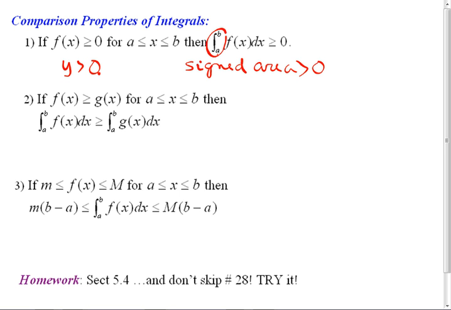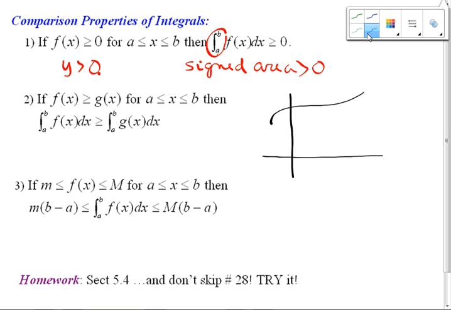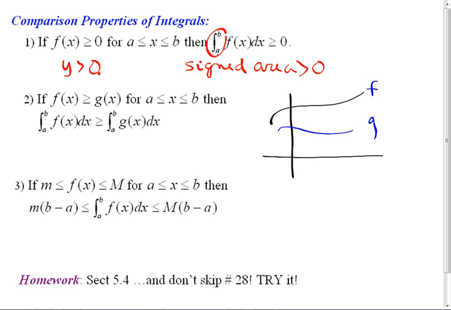Honestly. Now, this is saying f is bigger than g. Okay, guys? Here's f. And I only care about the interval. Here's g. Then what's true about the signed area under the curve? It's logic. That's right. This area is larger than this area. There you go. The next one is the kind of tricky one, and it has to do with the mean value theorem.